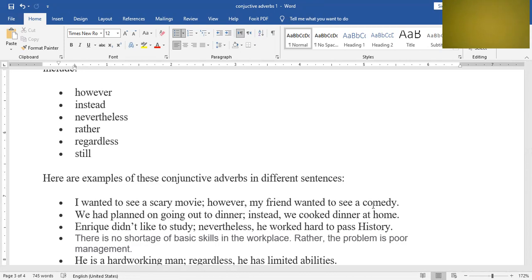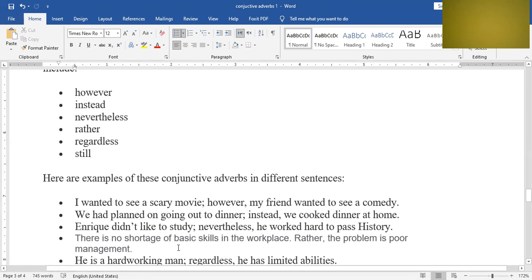Number 3, Eric did not like to study. Nevertheless, he worked hard to pass the exam. You see the opposite ideas. He did not like to study, nevertheless, he worked hard to pass the exam, to pass the history test.